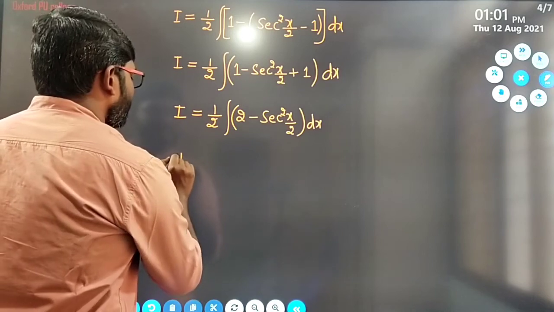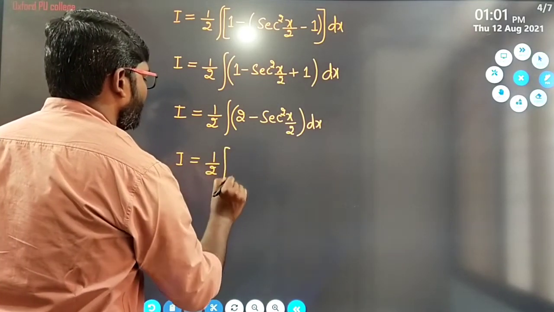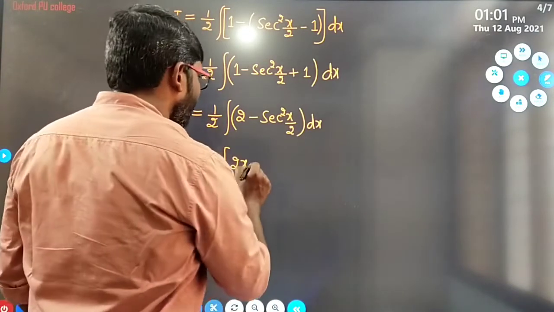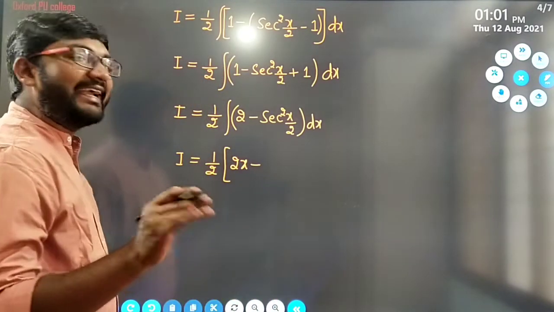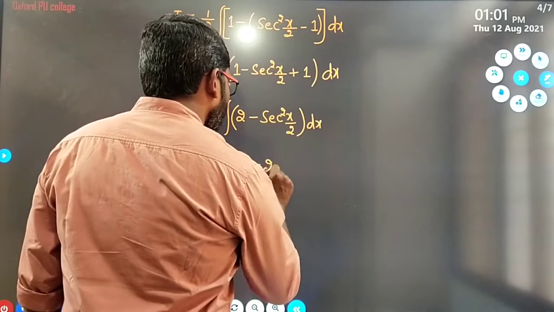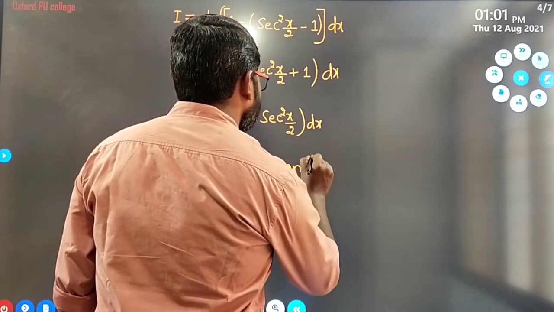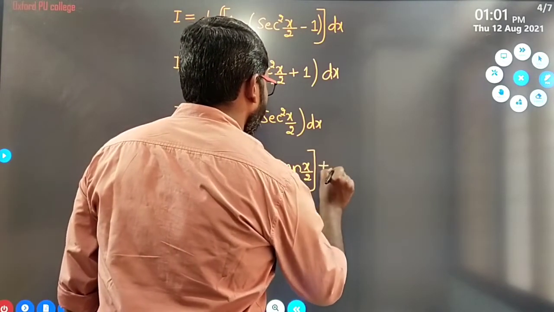So I is equal to 1 by 2 written as it is, then integration of 2 will be 2x. Then minus integration of secant square x by 2. We have given the formula for this. It is 2 tan x by 2, then plus c.